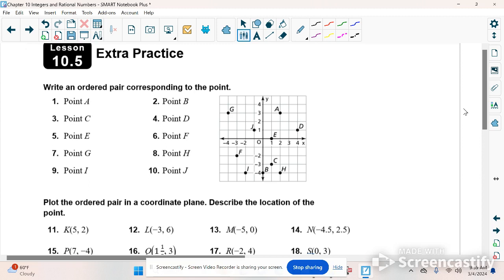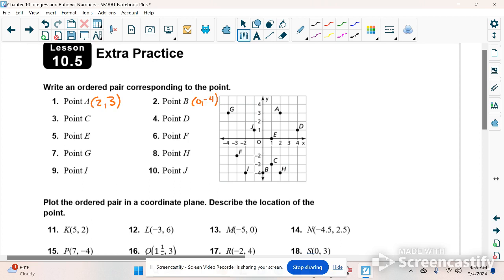Point A. All right, A for Amy Cake. What's the ordered pair for point A? 2, 3. 2, 3 is correct, because you go over 2, up 3. Beautiful. B for Bavona. 0, down to -4. Perfect.